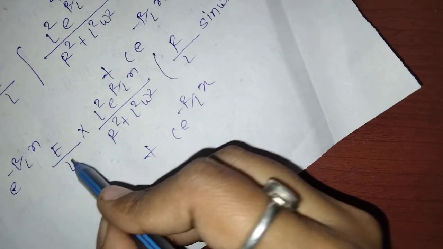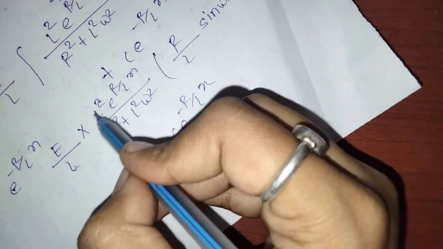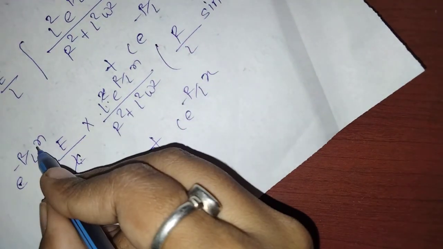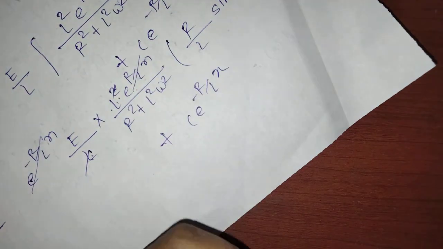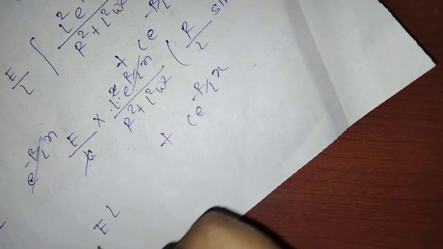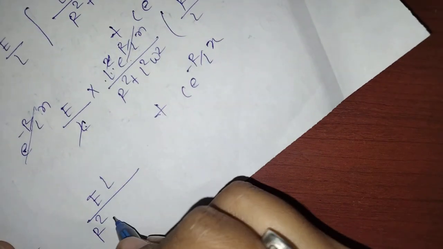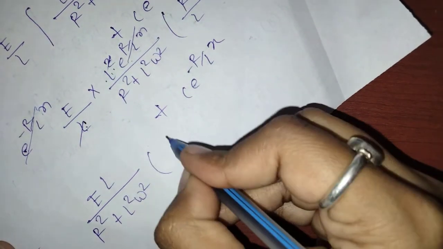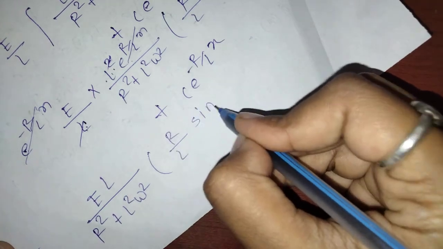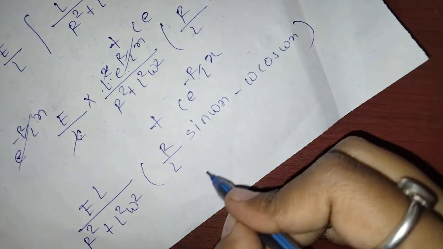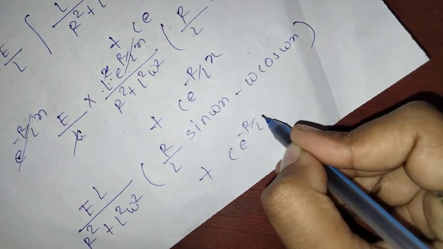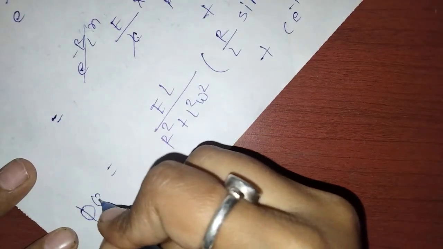Now L gets canceled. Here L square means L into L gets canceled, and e raised to minus (r/L)x, e raised to plus (r/L)x get canceled. We get E L upon r square plus L square w square into (r/L) sin wx minus w cos wx plus c into e raised to minus (r/L)x. Now this is nothing but our phi of x.